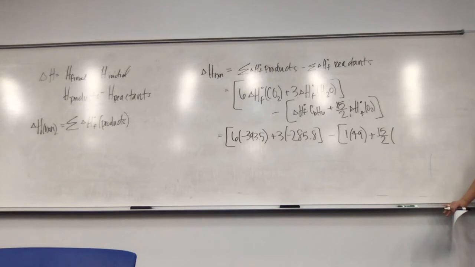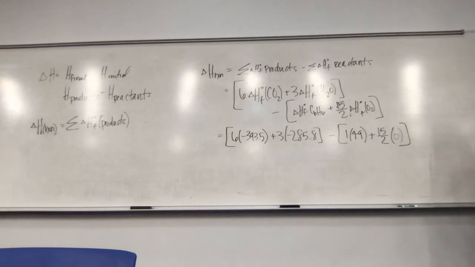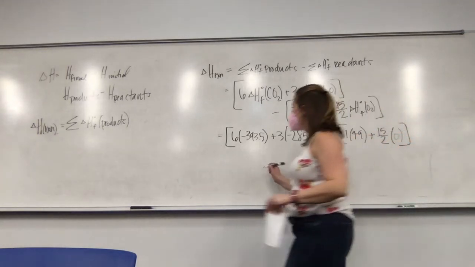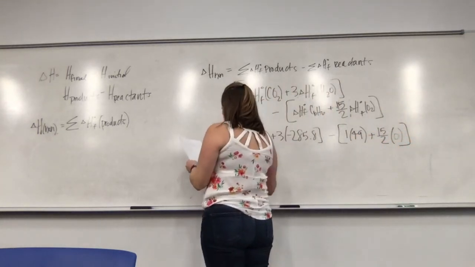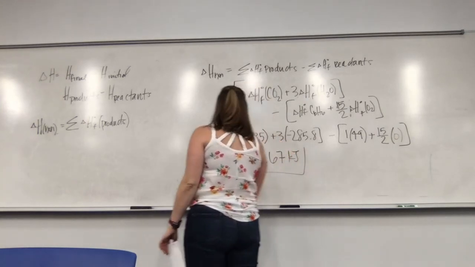Is oxygen in its native state? Yes. So the heat of formation is 0. So now we just start to plug values into our calculator. If you do that, you should get negative 3,267 kilojoules.